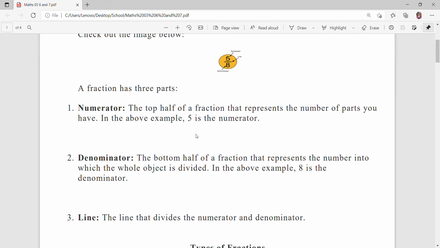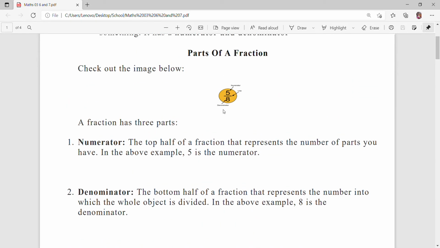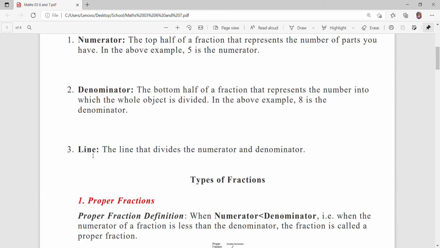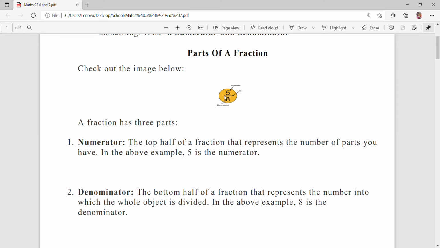In the above example, 8 is the denominator, no? Next, the third part is the line. The line that divides the numerator and denominator. This line separates the numerator and the denominator, which represent the equal or unequal parts.